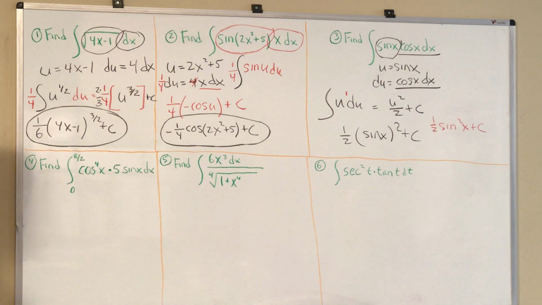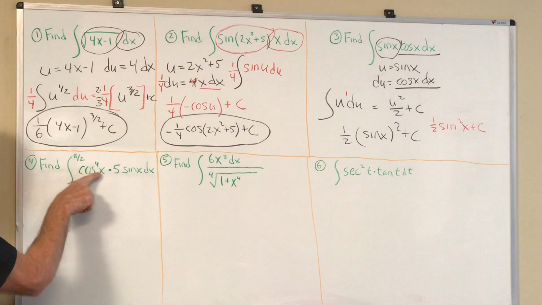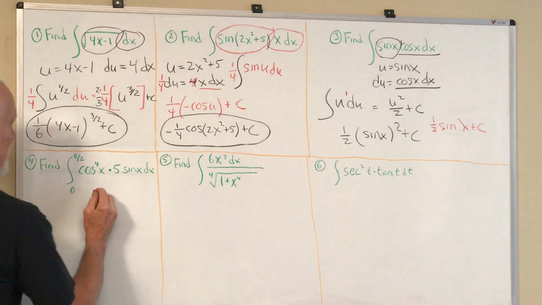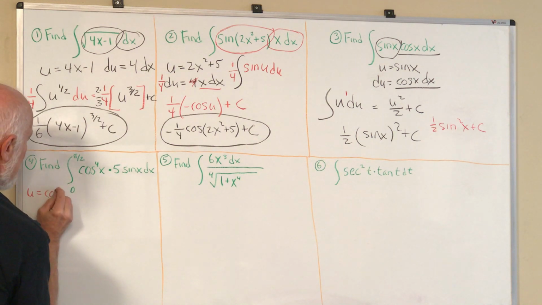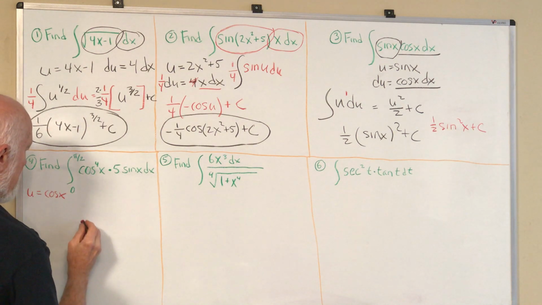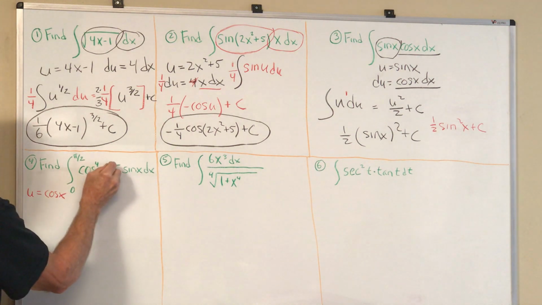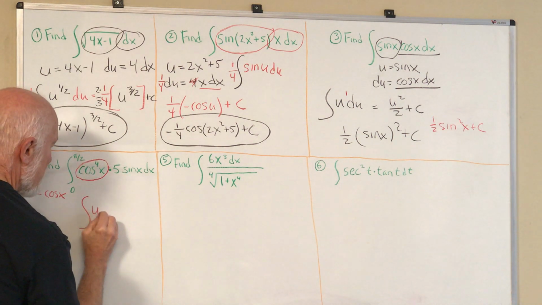Okay, let's see if we're starting to get the hang of these. When I see cosine to the fourth of x, I'm thinking u to the fourth du. And by the way, this is a definite integral, so we're going to have to also do something about these limits. So let's first let u equal cosine of x. I'm going to do that because now I can take all of this and just call it u to the fourth.